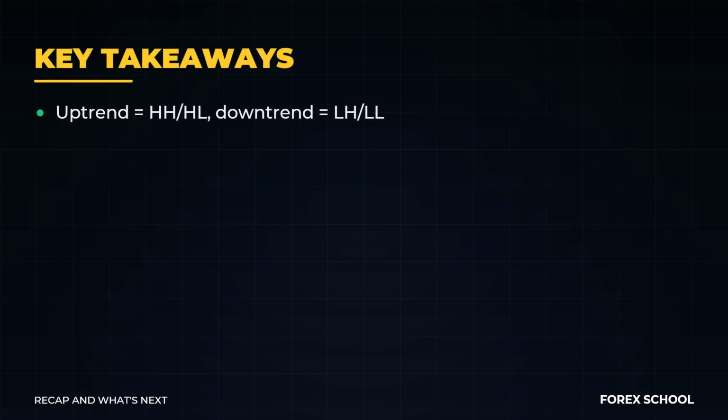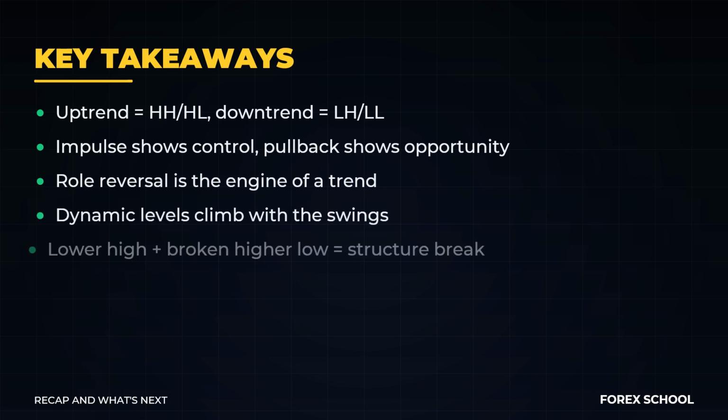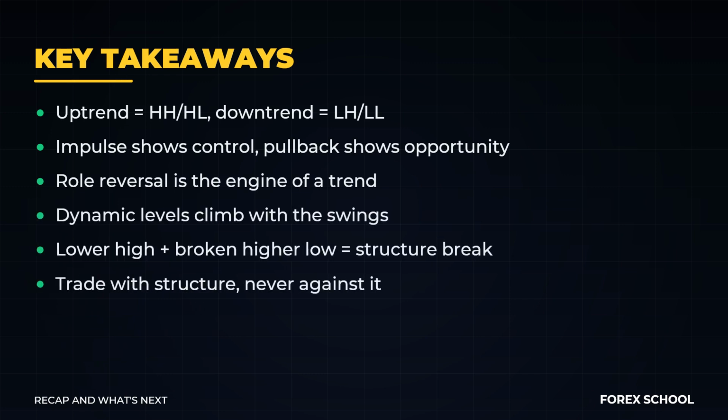Let's lock in what you've learned today. A trend is a structure, higher highs and higher lows going up, lower highs and lower lows going down. Trends breathe in impulses and pullbacks, and the pullback is where opportunity lives. Broken resistance flips to support and catches those pullbacks. Role reversal is the engine of every trend. Levels can climb diagonally too, as dynamic support and resistance. And the trend change tell is a two-step signal, first a lower high, then a break of the last higher low. Trade with structure at the levels, and never fight a staircase that's still climbing.